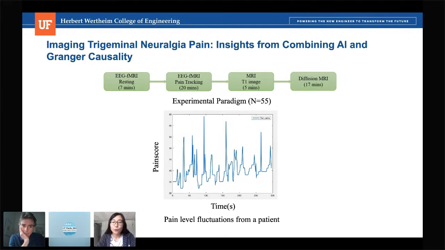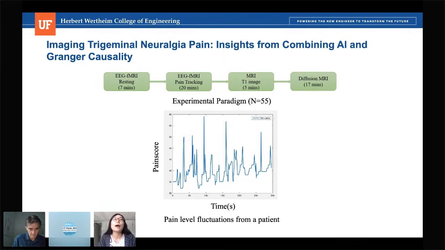Afterwards, we'll acquire the T1 images for 5 minutes. And finally, we'll acquire the DTI images for 17 minutes. Between each of the sessions, we'll have a 1 minute pure resting period. You can see the figure below. It is a sample of pain level fluctuations from one of our patients. We can see fluctuations in the tracking pain curve, which demonstrate that the patient is experiencing high pain, low pain, or moderate pain.